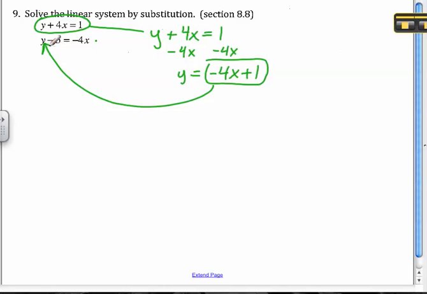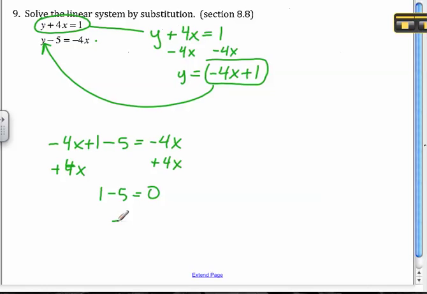So I'm going to do that. I'm going to write it in. I get -4x plus 1 minus 5 is equal to -4x. And I'm going to solve. Okay? So the first thing I'm going to do, I'm going to add 4x to both sides. All right. So I'm going to get 1 minus 5 is equal to 0. And then when I subtract that, I'm going to get -4 is equal to 0.